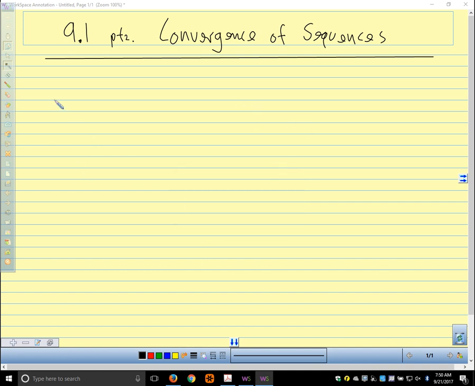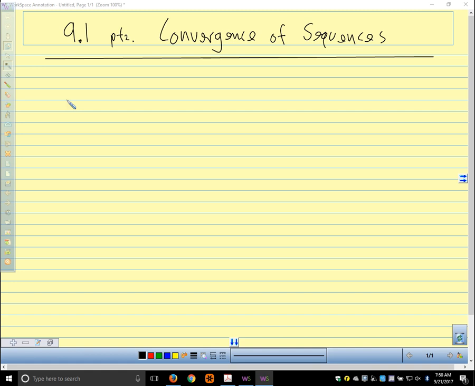All right. So what we want to do today, let's get started. Last time we talked about using what we know about limits of functions to show that sequences converge. So we want to talk about a couple more tools that we can use to decide if sequences converge.